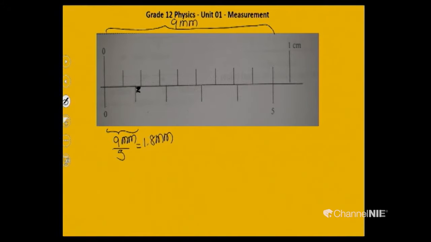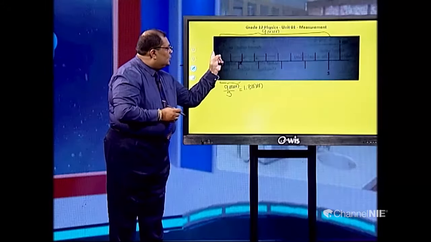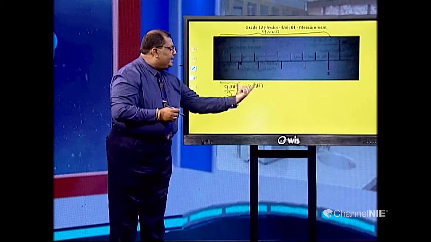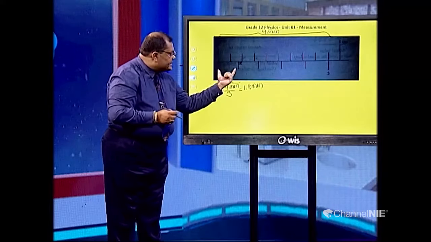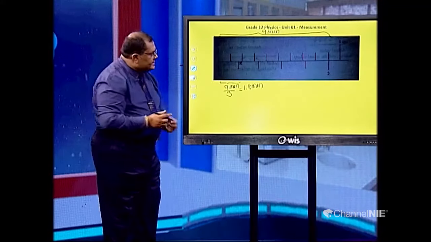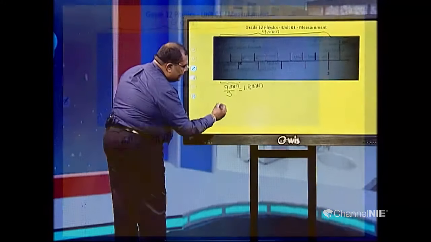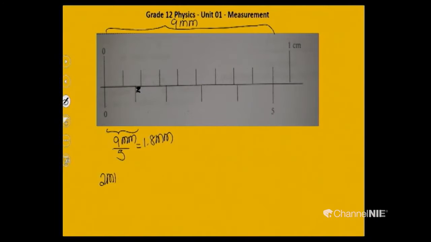When this coincides with this, that value we can measure. It is equal to 2 millimeters minus 1.8. Least count here is 2 millimeters minus 1.8 millimeters, 0.2 millimeters.